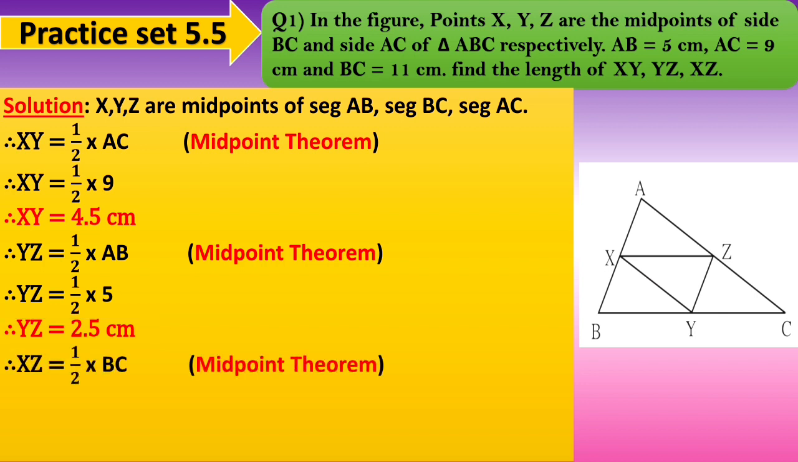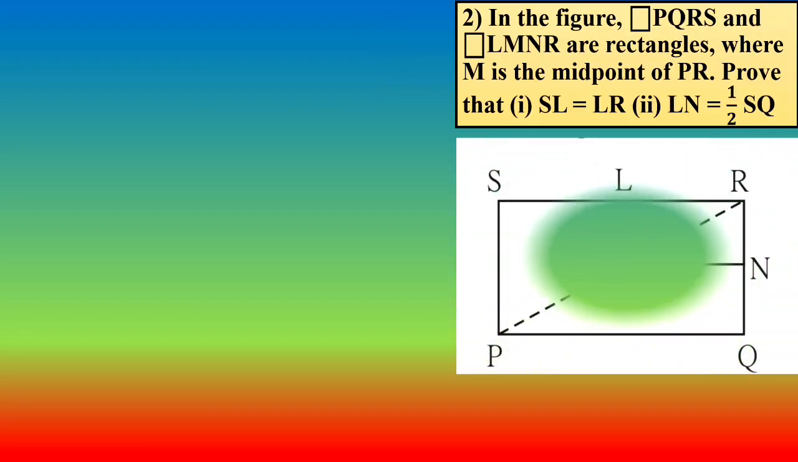The third one we have to find is XZ. XZ is half of BC by the midpoint theorem. Substitute the value of BC, 11 centimeters. So half of 11 is 5.5. So here we get segment XZ equal to 5.5 centimeters. Understood? Now we'll start question number 2.